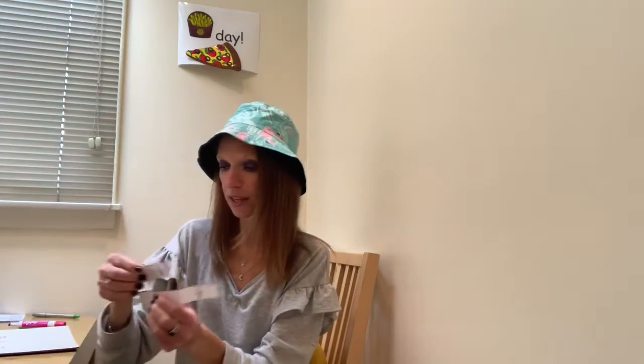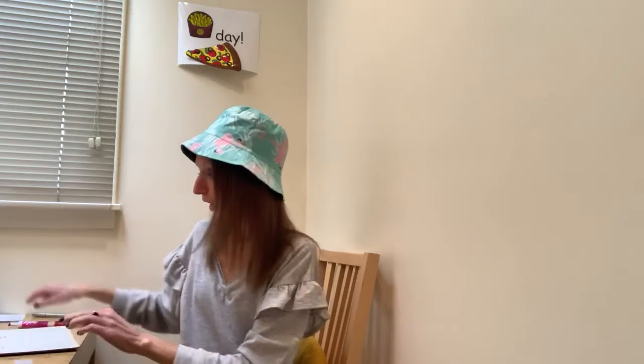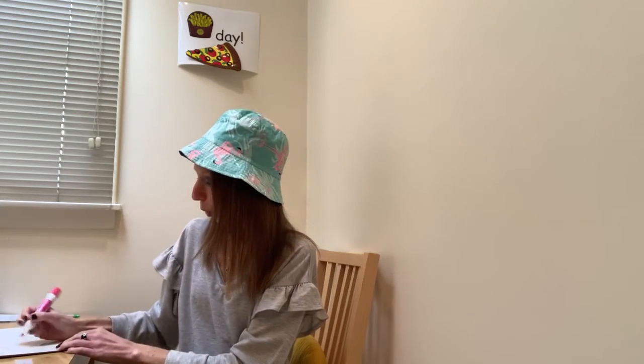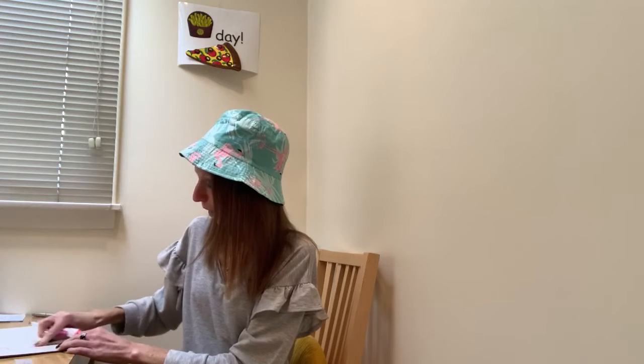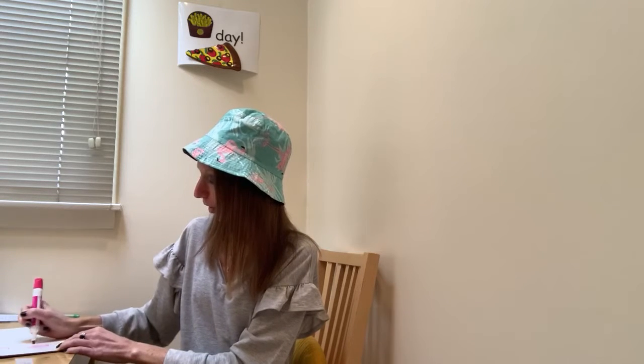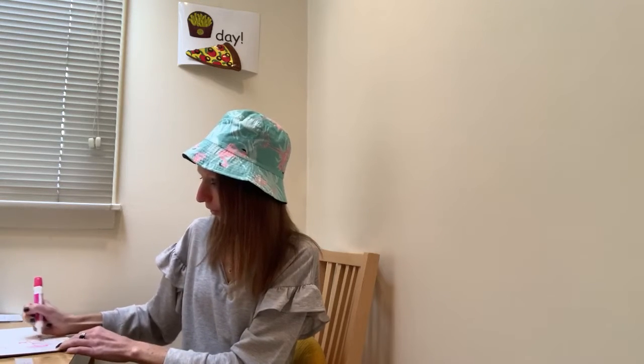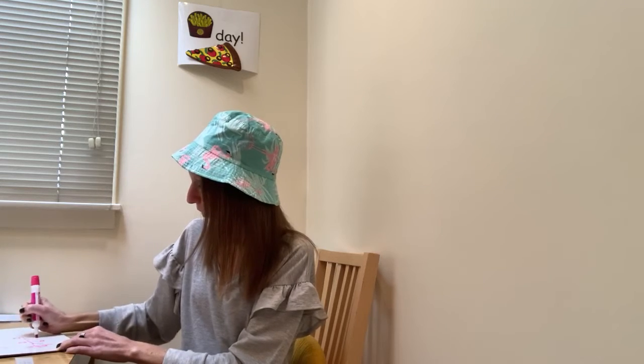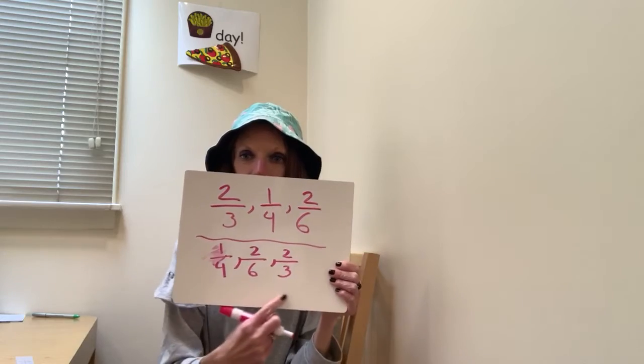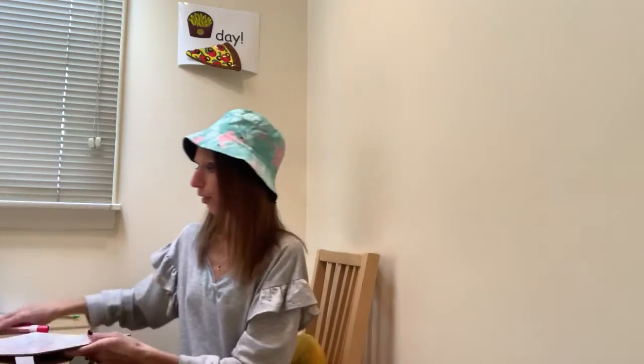1/4, 2/6, 2/3. And remember, when you line them up, make sure they line up edge to edge, just like we have our tiles in school. So then I'm going to write it down. 1/4, comma, 2/6, comma, 2/3. So, least to greatest. Let's do another one together.